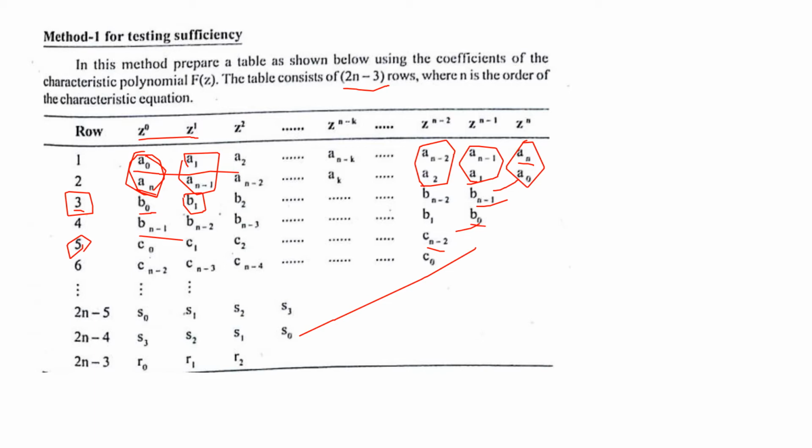Similarly, C naught is nothing but the determinant of B naught Bn minus 1 and Bn minus 1 B naught. So determinant of these two columns. Okay, C1 is nothing but B naught Bn minus 1 and Bn minus 2 B1. C2 is nothing but B naught Bn minus 1 and the next one B2 Bn minus 3, this one. Okay, so it goes on. Cn minus 2 is nothing but B naught Bn minus 1 and B1 Bn minus 2. So this is how you find out your C.